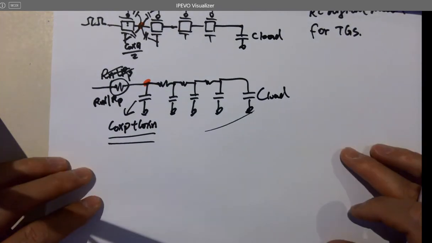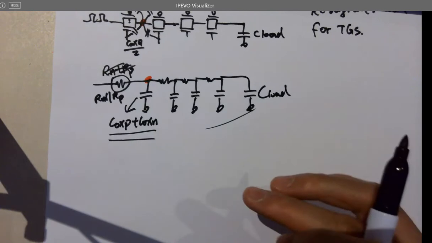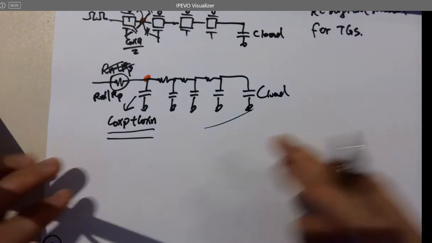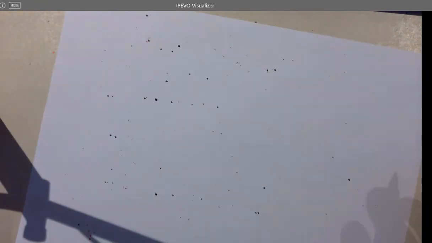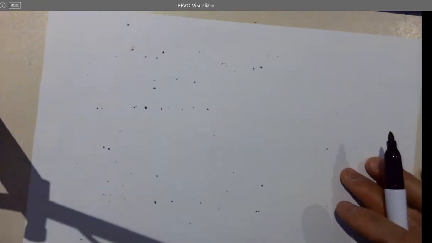One more, the last example for transmission gates. Start with a new page. Pretty big circuits, actually.